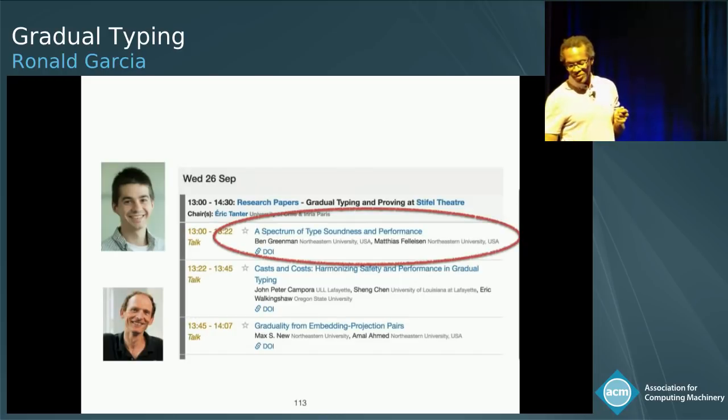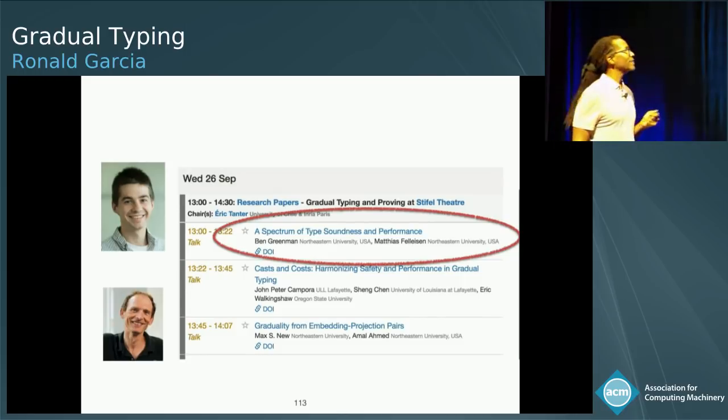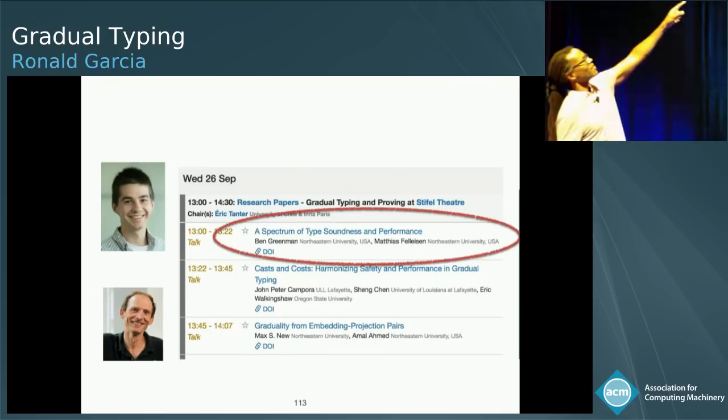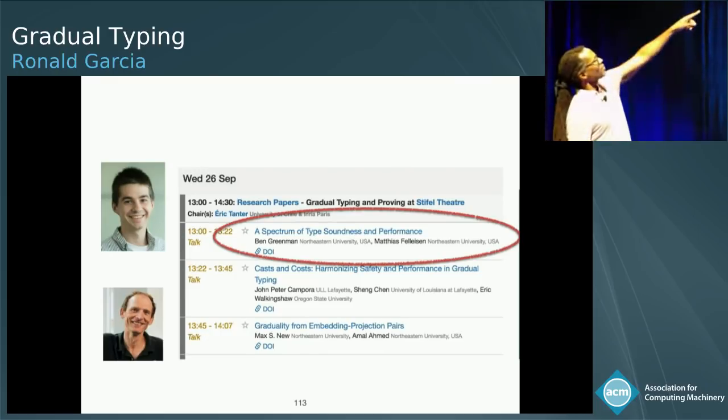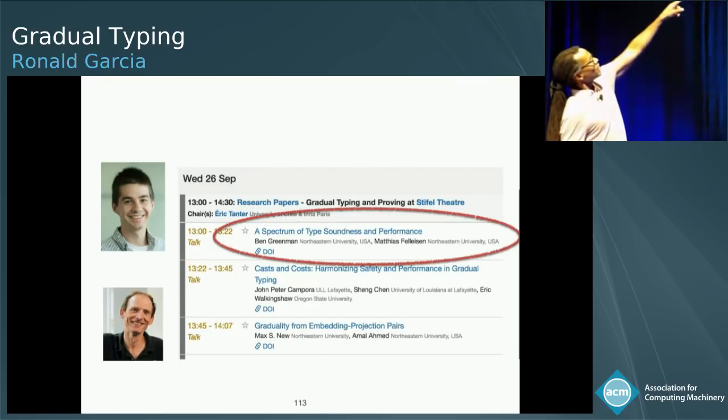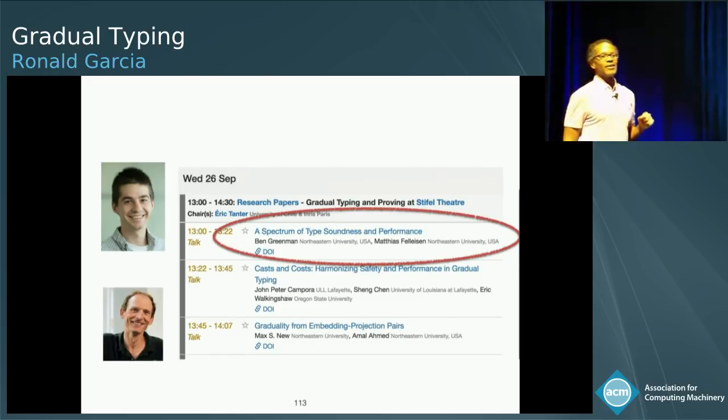And going forward, it turns out that they're still at it. Ben Greenman and Matthias will have a talk in the Gradual Typing session, which will be on Wednesday, where I don't want to spoil it for them, but there'll be some really interesting stuff about what you get from various kinds of strategies for interpreting migrating types across these barriers.